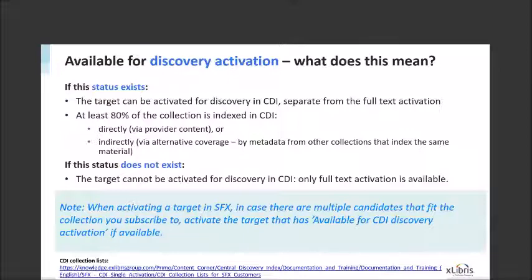So those are the two ways in which we make sure that at least 80% of the collection is indexed in CDI, and this is when you will get the indication available for discovery activation, and you'll see the orange dots indication there. If the status does not exist, so if there are no orange dots in your list of targets, this means the target cannot be activated for discovery in CDI. It means you can only activate for full text, but the content does not exist, or at least exists for less than 80%, in the CDI index.